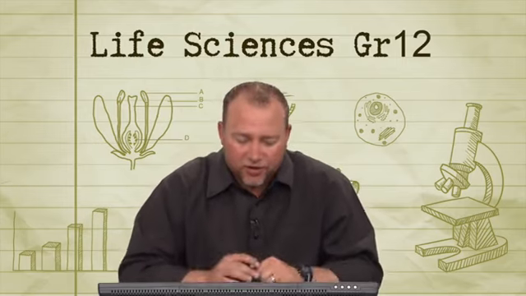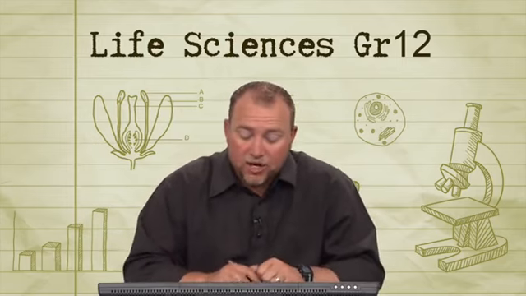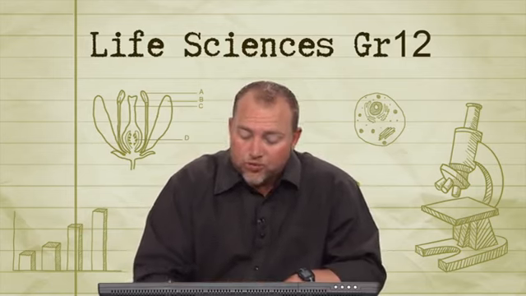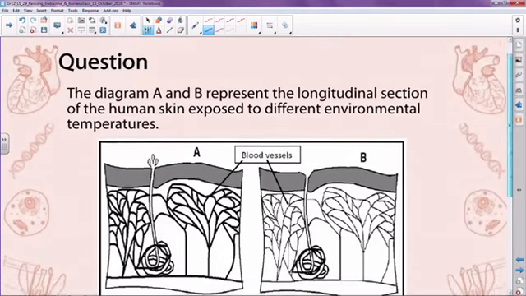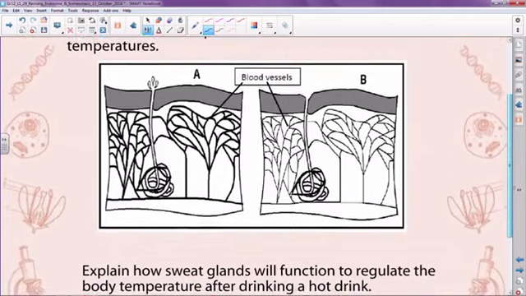Okay, so let's have a look at this. The question again was, explain how sweat glands will function to regulate the body's temperature after drinking a hot drink. Now, what do you think? First of all, the key words I'm looking at are hot drink. You need to have a look at hot drink. So what does the hot drink actually do?